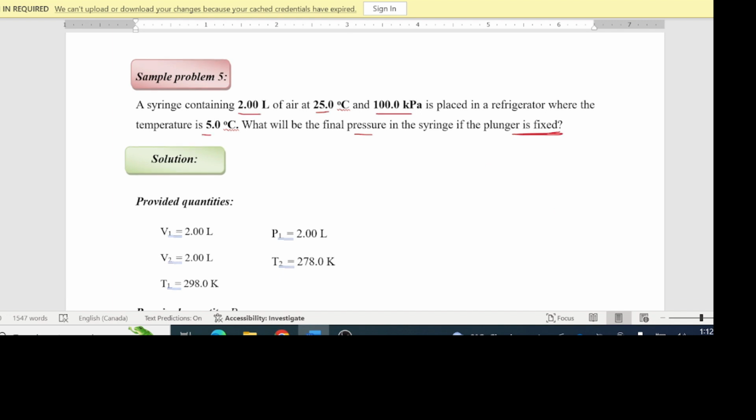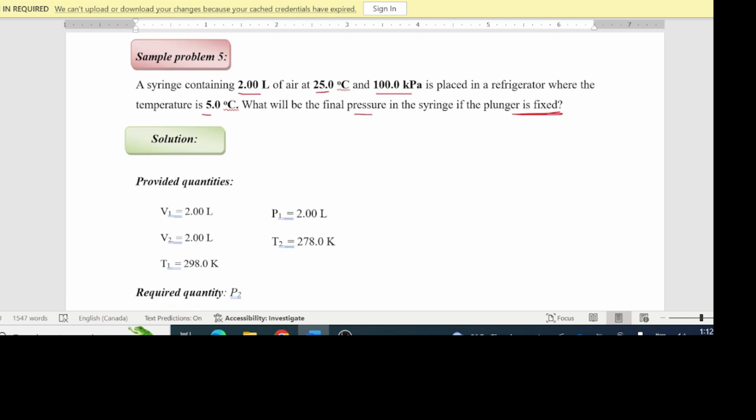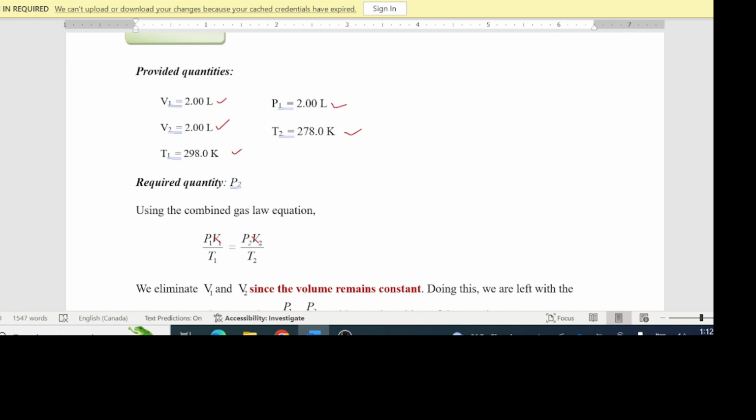You have 3 things, and you want to find the final pressure. You put it in a refrigerator, obviously it's going to get cold, and the pressure is most likely going to be less than that. Let's see. You know V1, and you know V2 is the same. You know P1, you know T1, and you know T2, all right? So what do you need? You need P2.